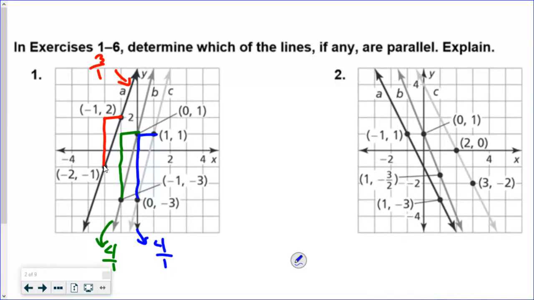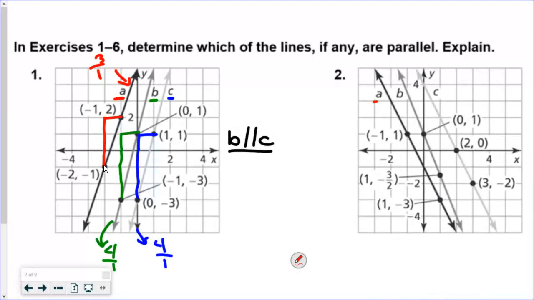So you can see, again, C, B, A. Which two have the same slopes? Well, 4/1 and 4/1. So we could say B is parallel to C. And the parallel symbol is just like two little slanted number ones, two little mini parallel lines. So B is parallel to C. Okay, we'll do the same thing here.